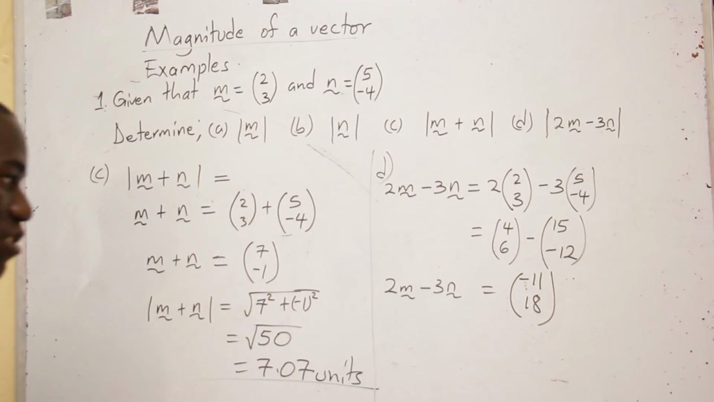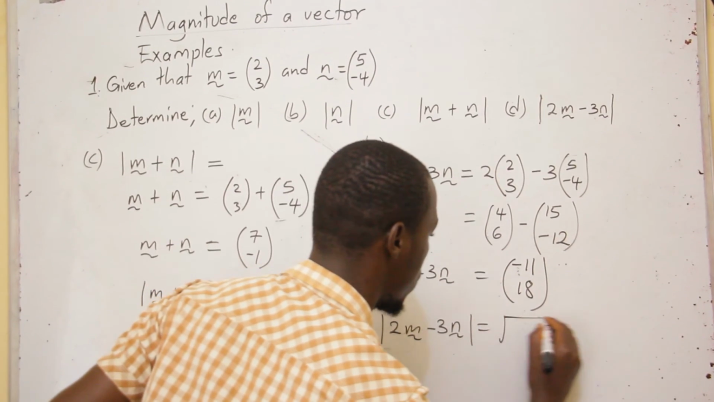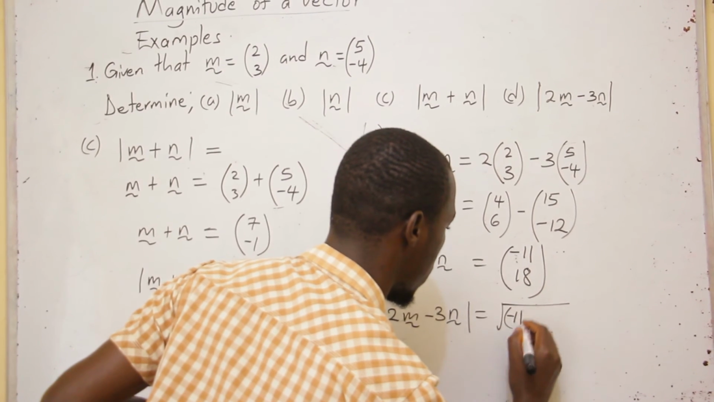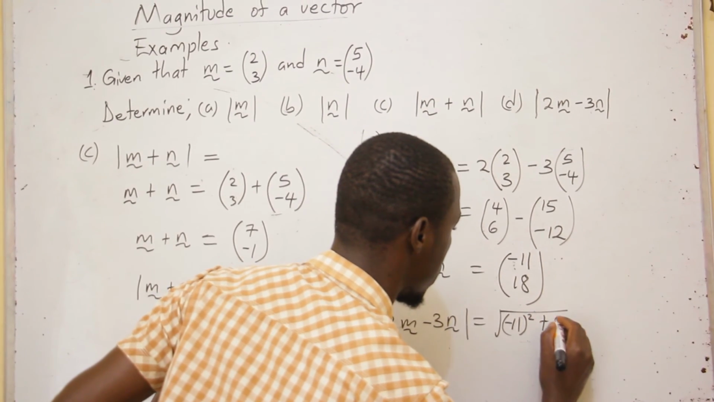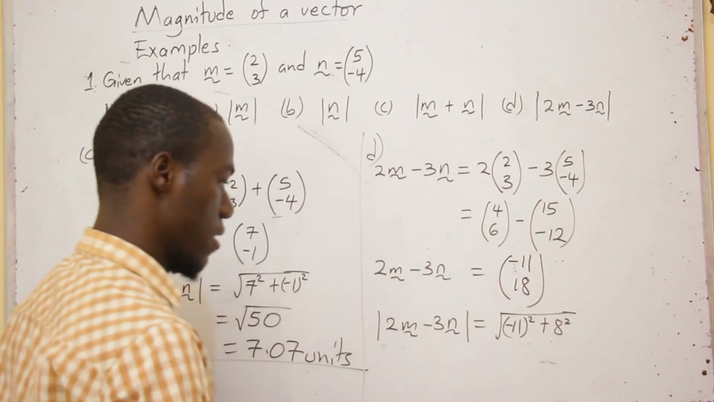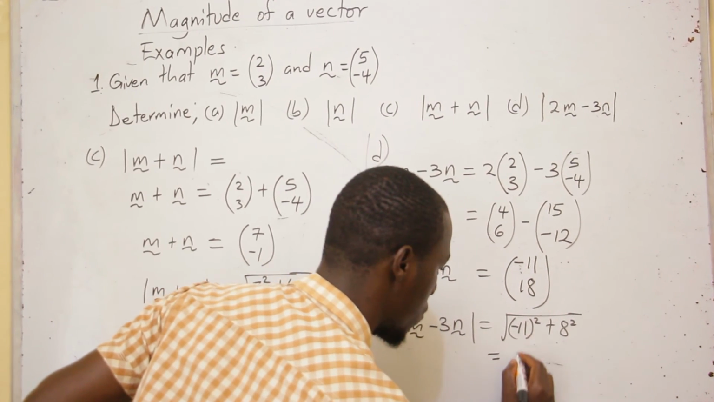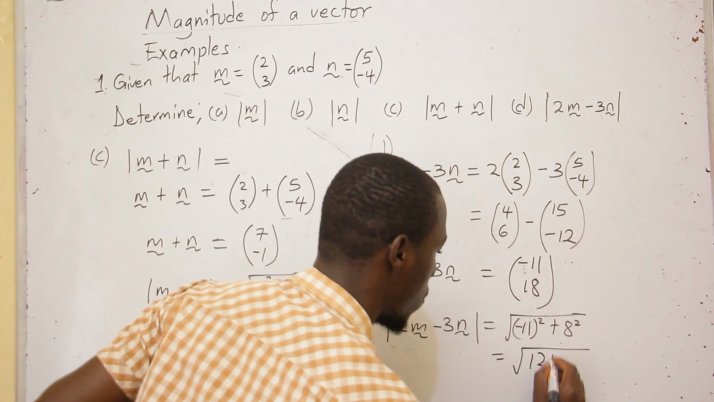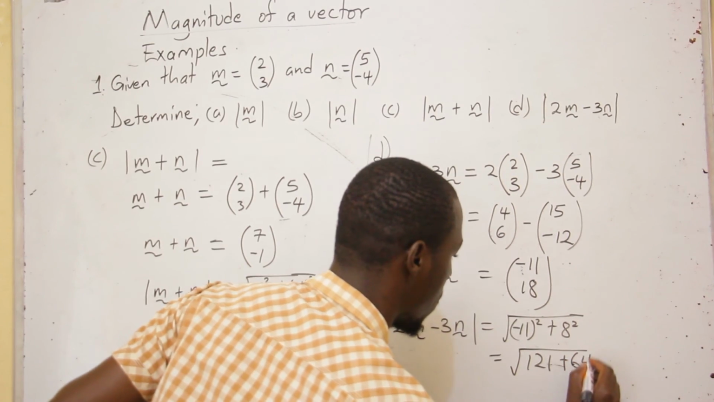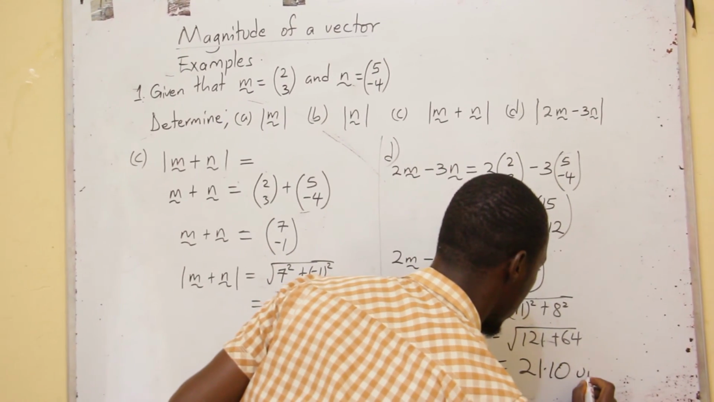I can get the magnitude. It's going to be equal to square root of negative 11 squared plus 18 squared. That is going to be the square root of 121 plus 324, which is 445, about 21.10 units.